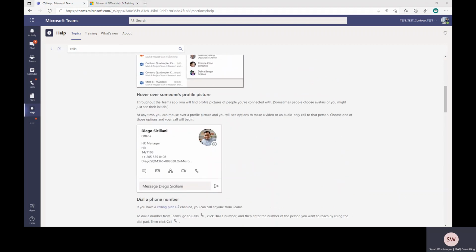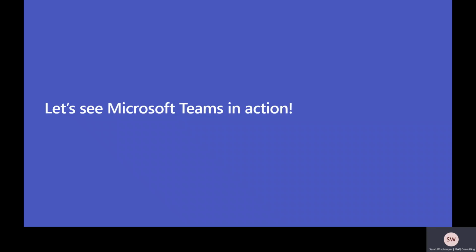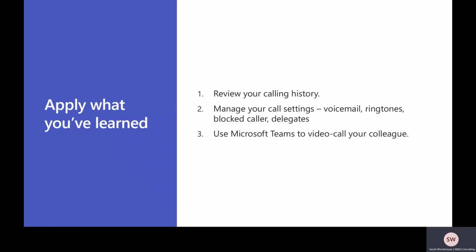And the best way to learn Teams is to actually just dive in and start using Teams. And so I'm going to give you a couple go-do activities to help you continue your learning. The first would be to review your call history. The second would be to manage your call settings, maybe your voicemail, your ringtones, your blocked callers, your delegates. Go and check those out. And then also use Microsoft Teams to video call your colleague.